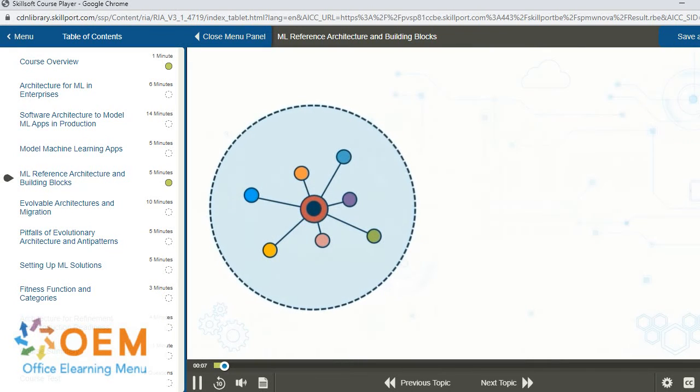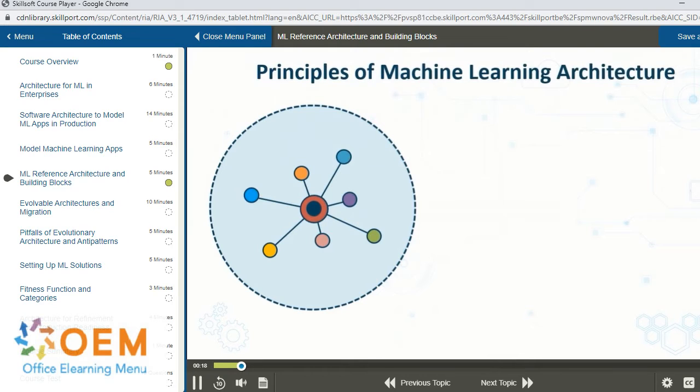The objective of this video is to describe the concept of machine learning reference architecture along with the associated building blocks of the reference architecture. In order to derive reference architecture, we need to understand principles of machine learning architecture.